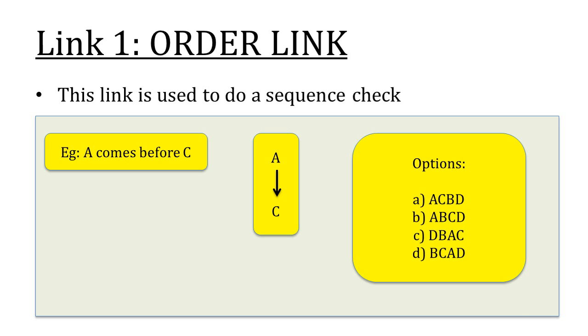So if we see in the options, option A is correct since A is placed before C. So is option B and option C. But option D is wrong because C comes before A, hence the order is disrupted.